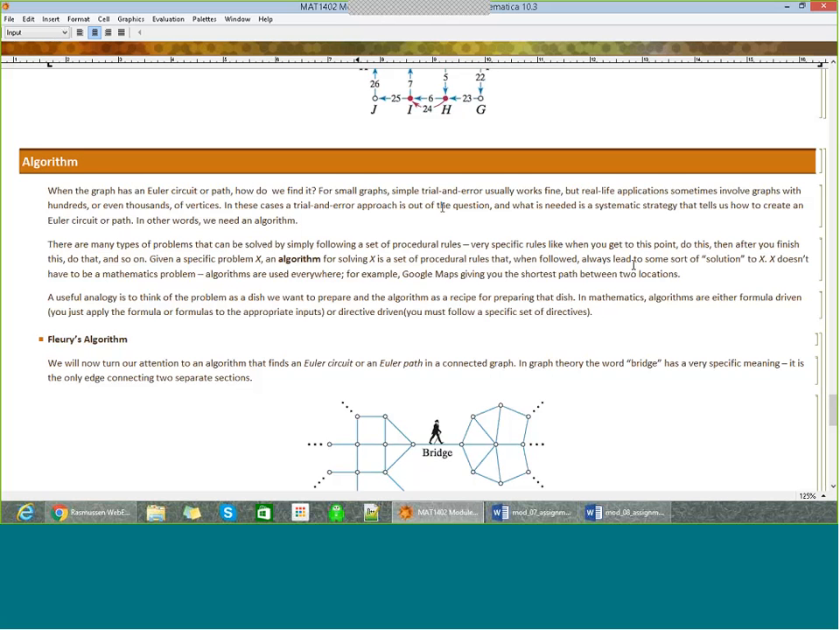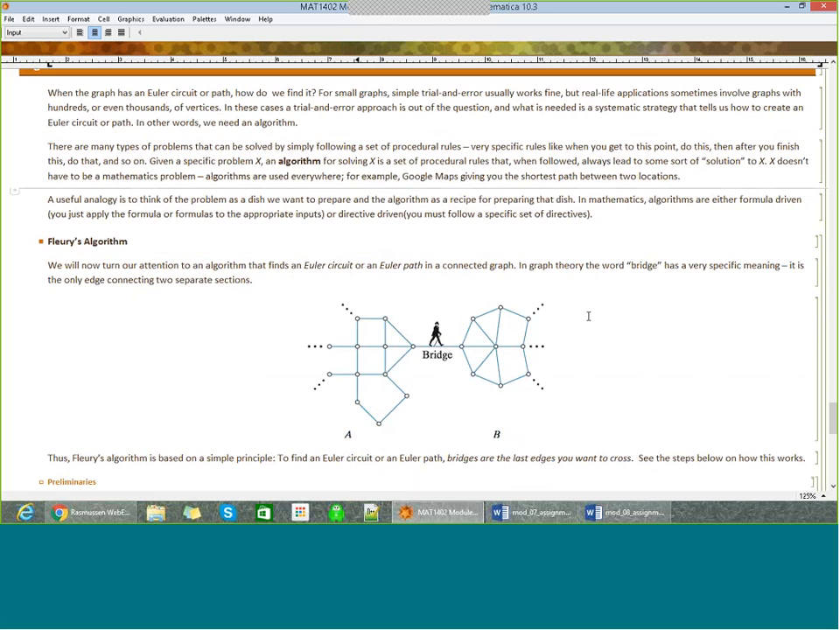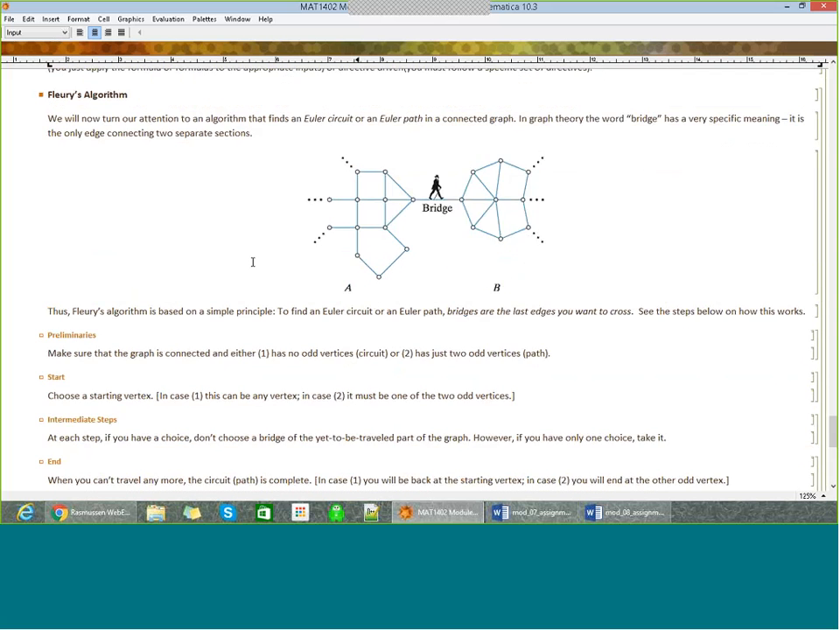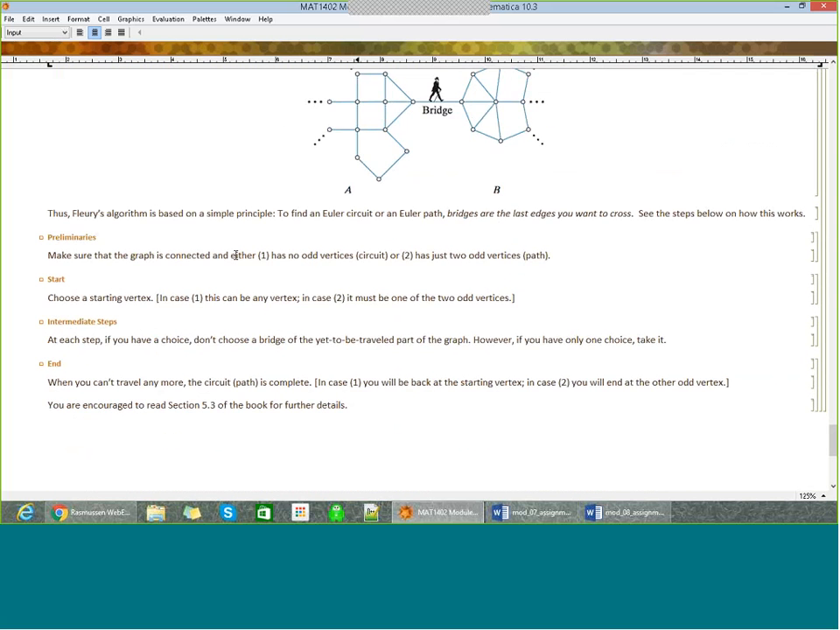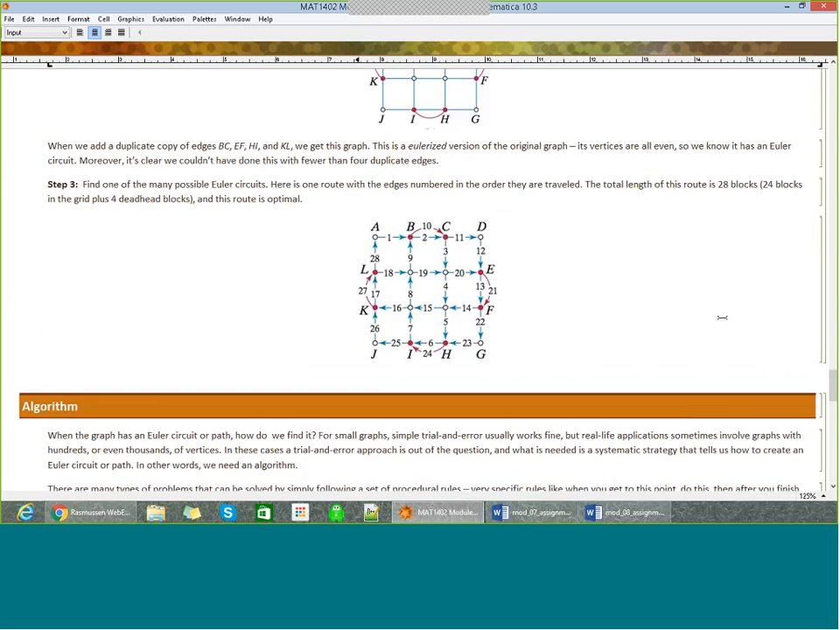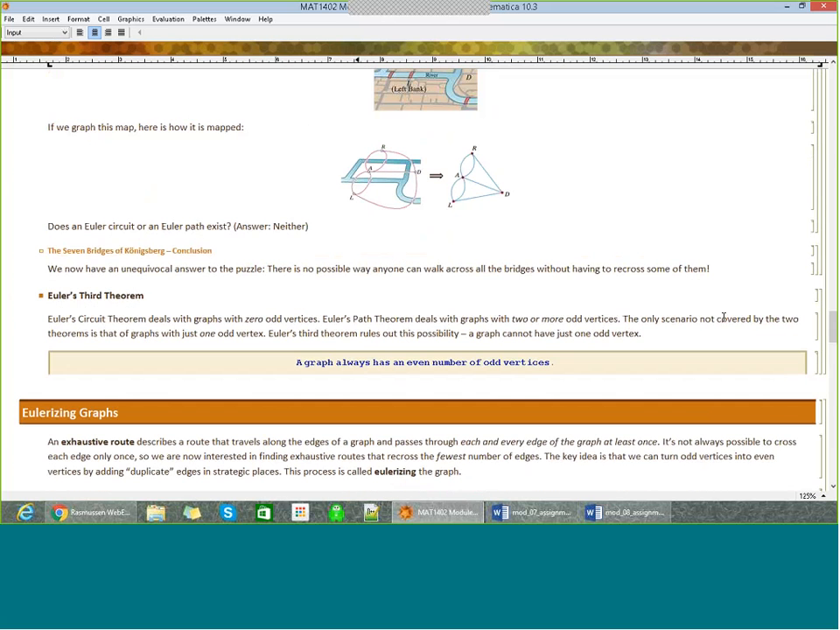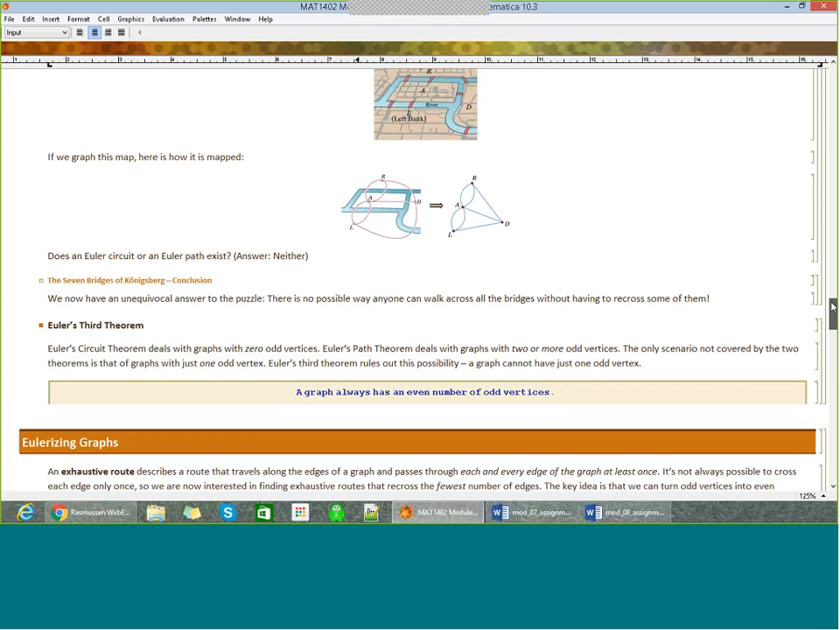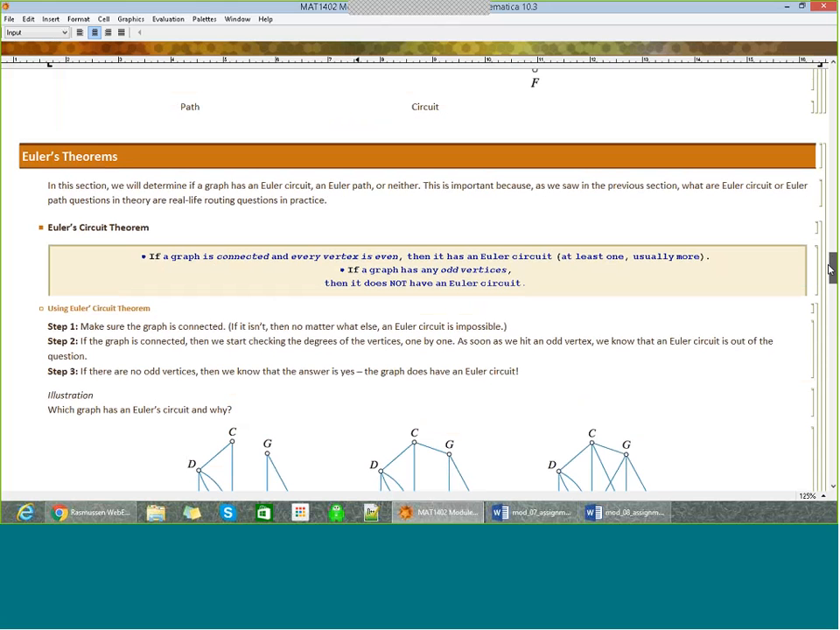Here's one example from the book. I'm not going to go into it, but if you're interested in how this works, you can read it. Here's one example. Okay. So the key thing for this module is you have to be able to figure out the path and the circuit. In addition to that, you have to know how to tell if a path is an Euler path or if a circuit is an Euler circuit. You just use the three theorems that I just described here.